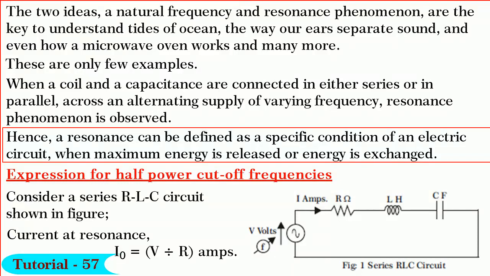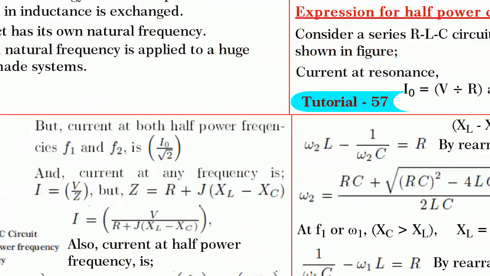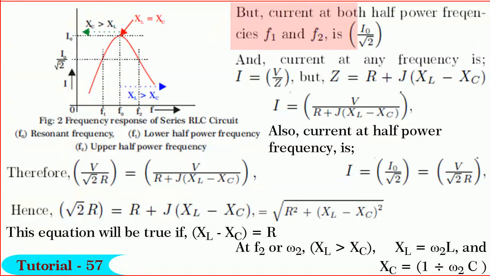Friends, next, let us derive the expression for half power cutoff frequencies. Consider a series RLC circuit shown in the figure. We know that current at resonance I0 is equal to V divided by R amperes. But we also know that current at both half power frequencies F1 and F2 is I0 by root 2, and current at any frequency I is equal to V divided by Z, where Z is equal to R plus j(XL minus XC). Here we assume that XL is greater than XC. Hence, I is equal to V divided by R plus j(XL minus XC).